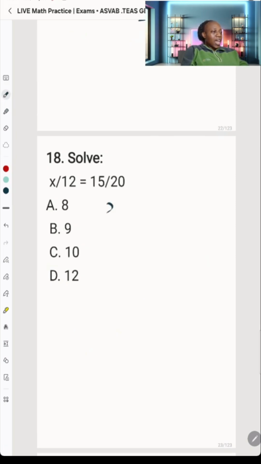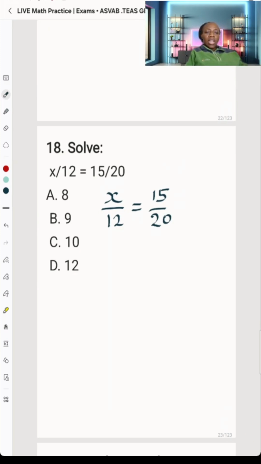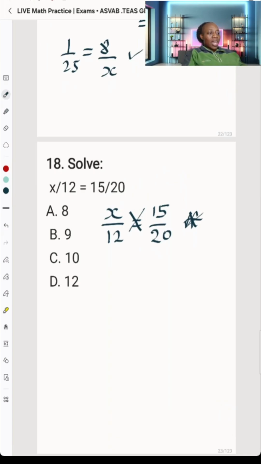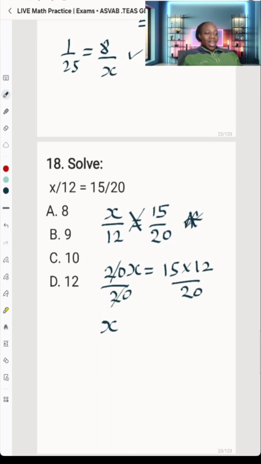So this is x over 12 equal to 15 over 20. On this, what do we need to do? We just cross multiply because the equal sign is between them. Once you cross multiply, x times 20 will be 20x equal to what? 15 multiplied by 12. Then what can we do? Divide both sides by 20.